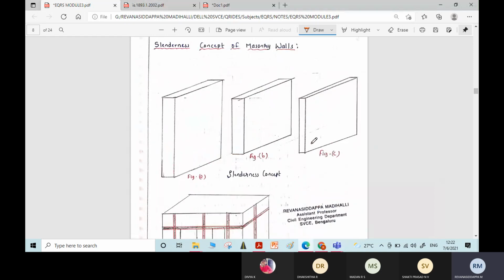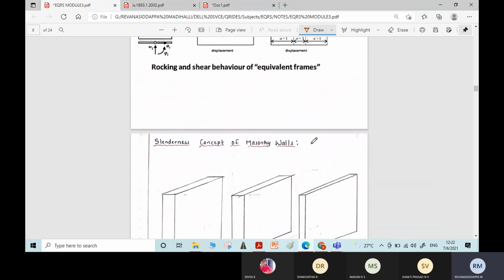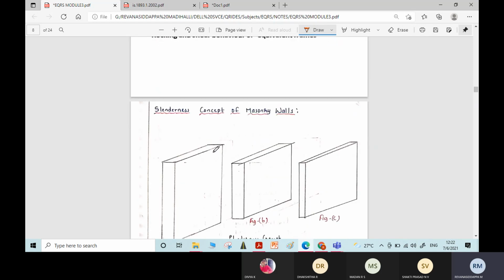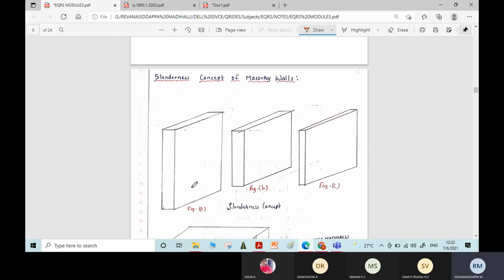Okay, students, let us see what is the meaning of slenderness of masonry walls. I think you all know the meaning of slender. So, what is the meaning of slenderness ratio? Height to thickness. The ratio of the height of the wall to its thickness is considered the slenderness ratio, and even the length to thickness ratio is also considered a slenderness ratio.